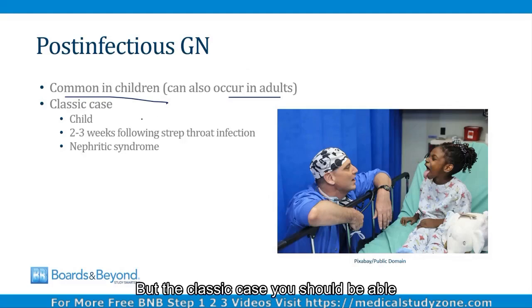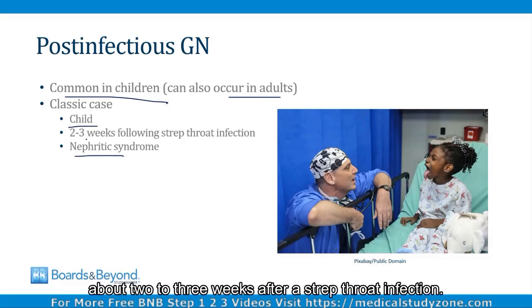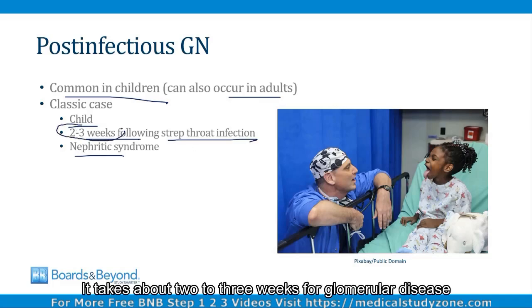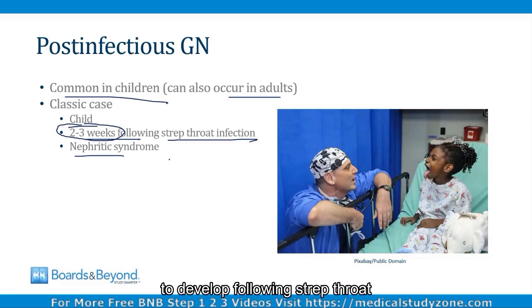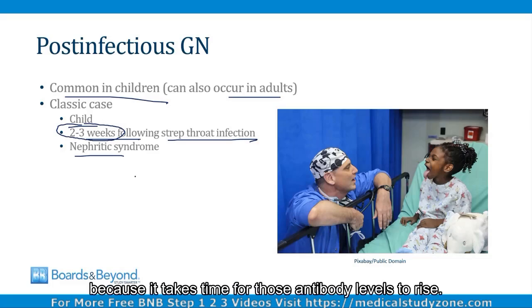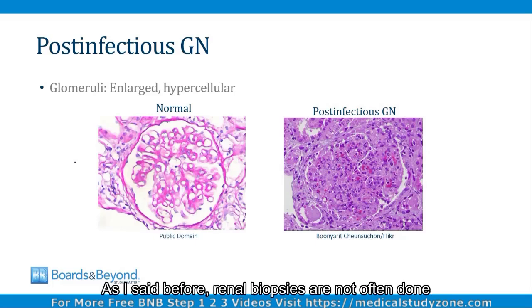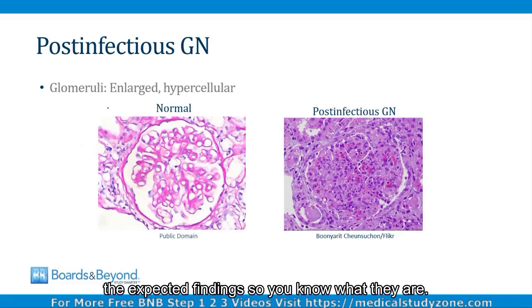But the classic case you should be able to recognize for your boards is a child who develops the nephritic syndrome about 2 to 3 weeks after a strep throat infection. It takes about 2 to 3 weeks for glomerular disease to develop following a strep throat because it takes time for those antibody levels to rise. As I said before, renal biopsies are not often done in the modern era, but I'll go through the expected findings so you know what they are.